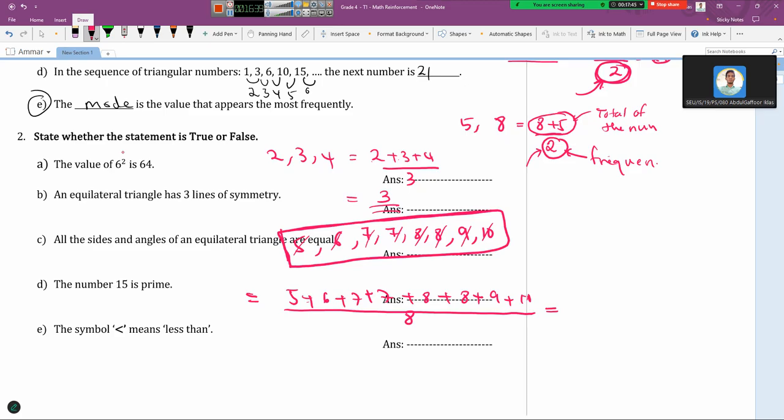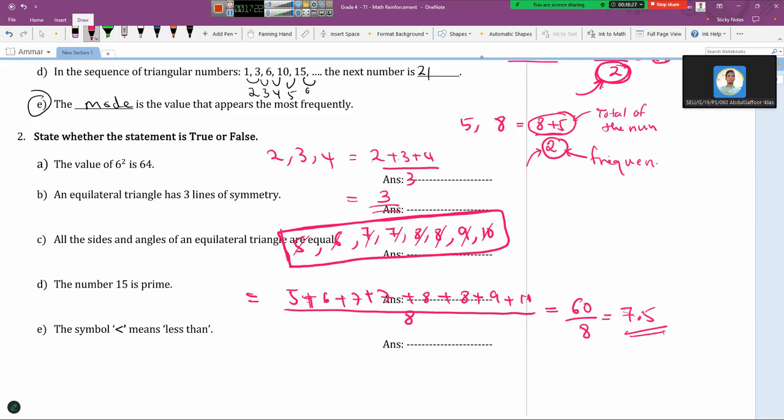And what's the total of the numerator? Just add them. Did you calculate the total? It's 60. Okay, 60. So 60 divided by 8, what's the value? 7.5, right? 7.5. Okay.